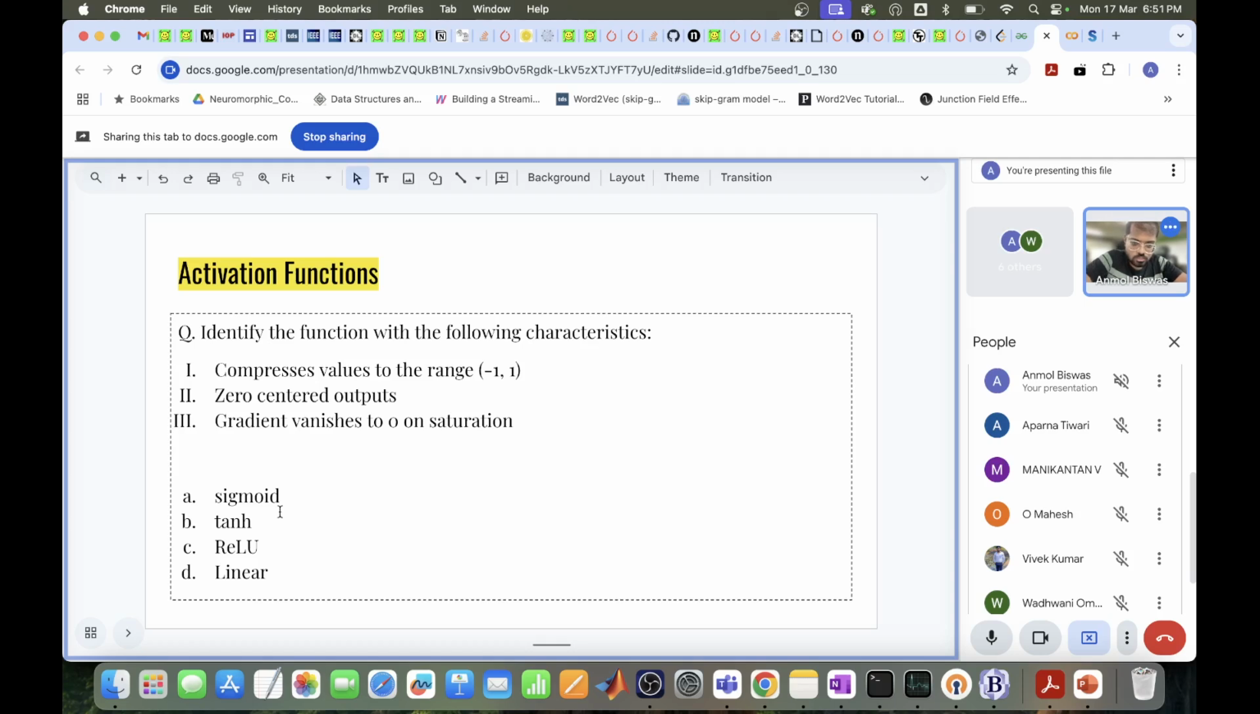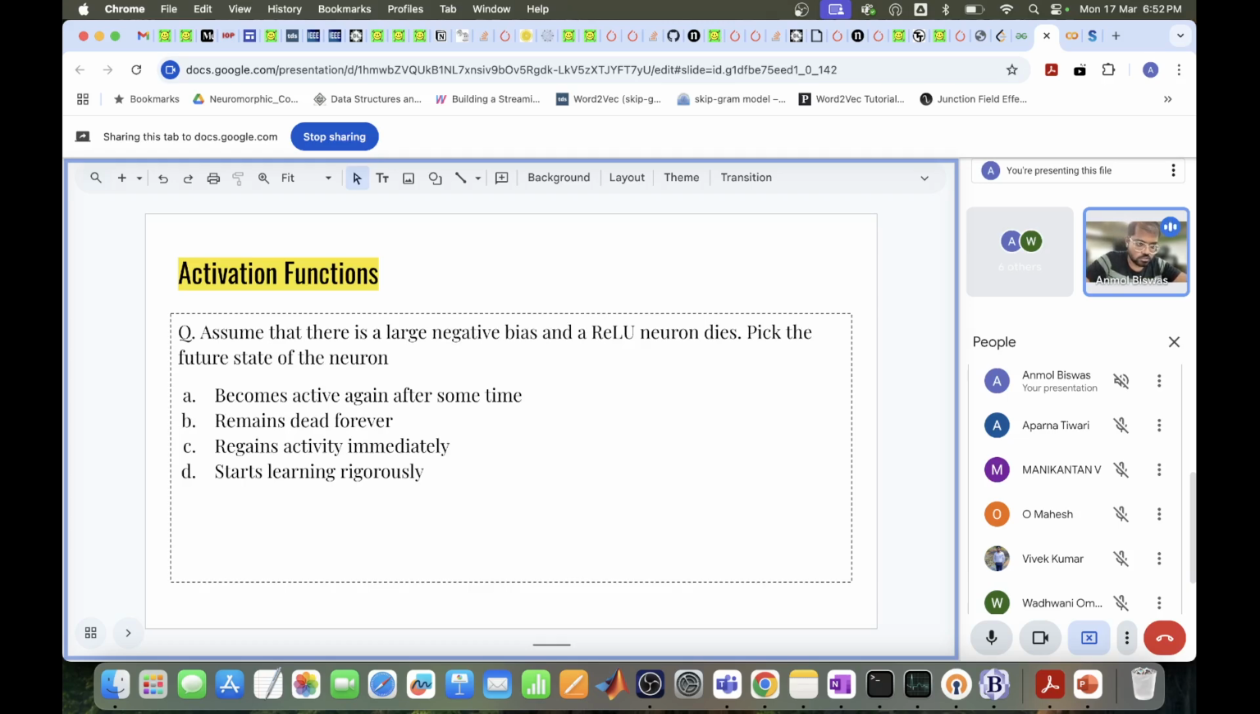Sigmoid is not zero centered, and in fact, it saturates from 0 to 1, right? It compresses to the range 0 to 1. So it just leaves tanh, which satisfies all of these properties. If you draw the plot of tanh, for example, it looks something like this. On the negative side, it saturates to -1. On the positive side, it saturates to +1, right?